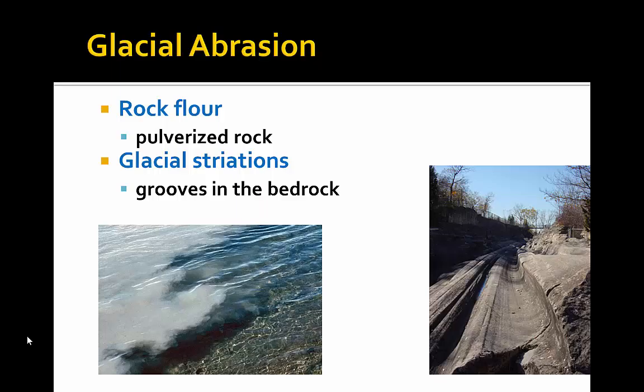On the right side are very wide glacial striations. These are grooves in the bedrock caused by the dragging of other rocks across the land surface. These particular ones are on an island just offshore of Ohio, and these are very broad, so these are on the scale of a human.